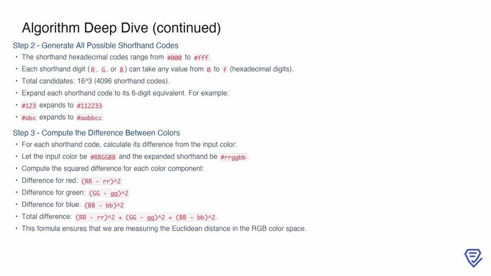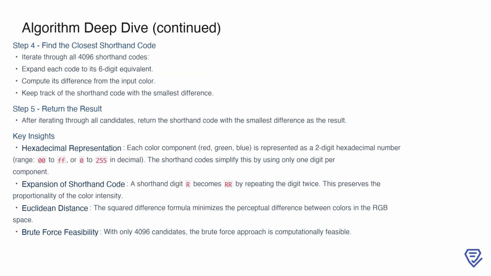After generating these expanded codes, we need to compute the difference between the input color and each expanded shorthand. This involves calculating the squared difference for each color component: red, green, and blue. Specifically, we calculate (RR-rr)^2 for red, (GG-gg)^2 for green, and (BB-bb)^2 for blue, where RR, GG, and BB are the input components, and rr, gg, and bb are the shorthand components after expansion. The total difference is the sum of these squared differences, giving us a measure of the color distance in the RGB space.